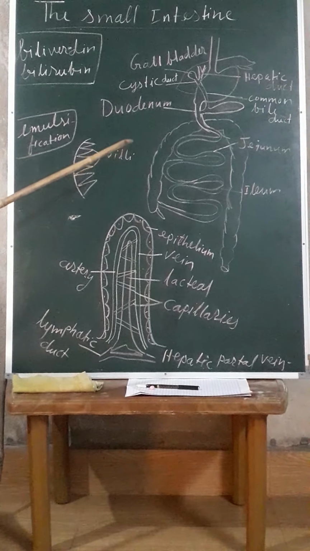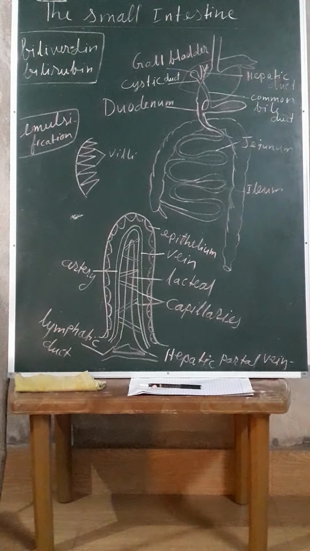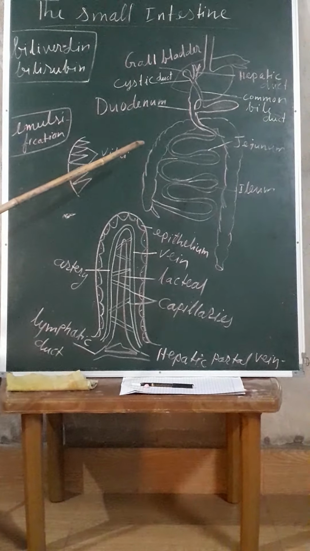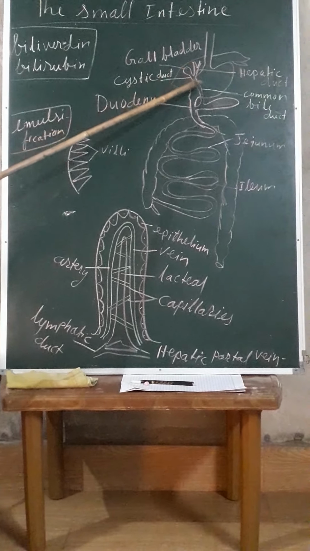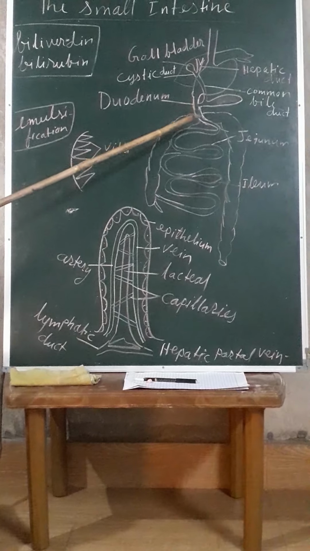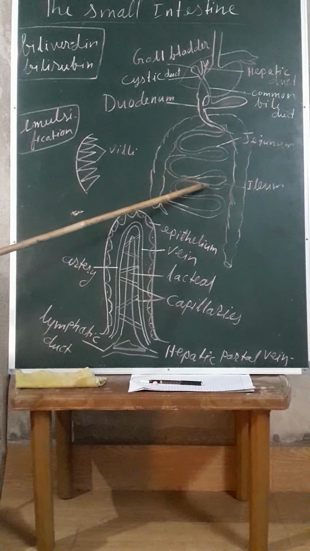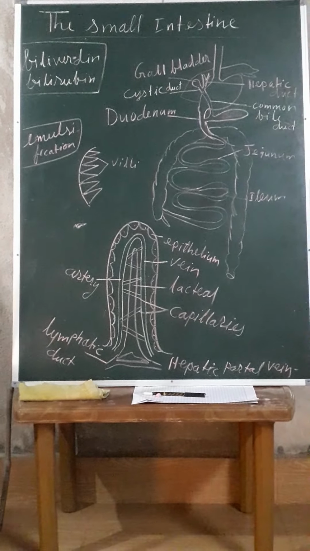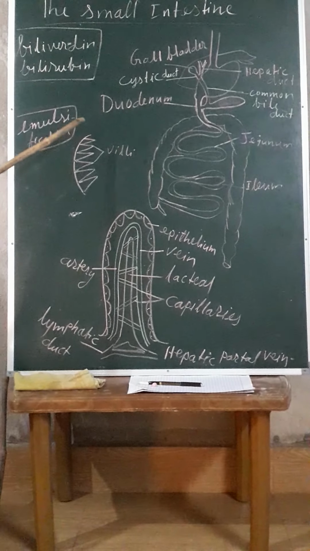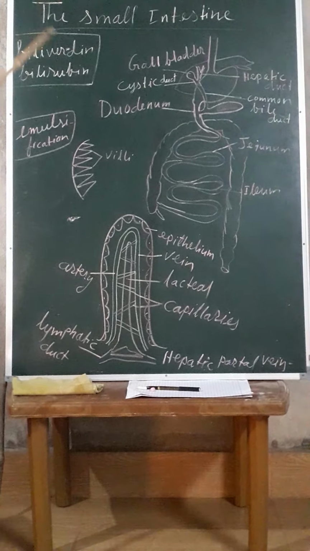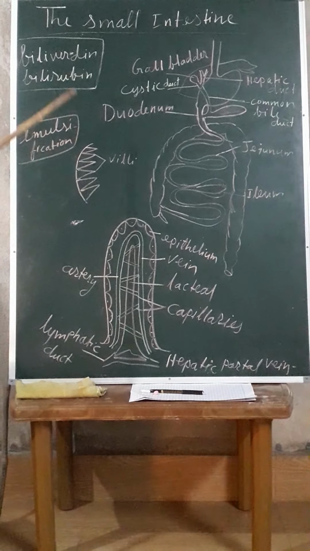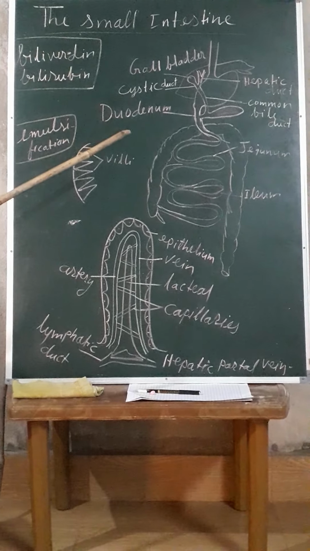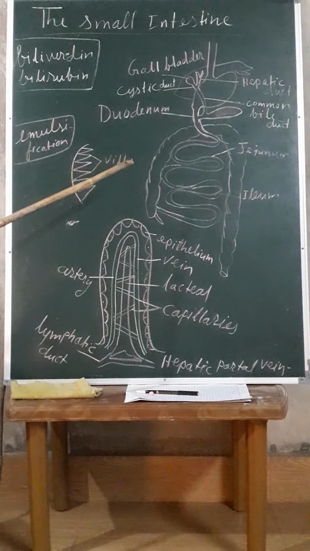That means the small intestine receives three types of digestive juices: from the gallbladder, bile juice; from the pancreas, pancreatic juice; and from the ileum itself, the intestinal juice helps in digestion. Now we will see that these finger-like projections increase the surface area for digestion and absorption. So the two functions of the small intestine are absorption and digestion.